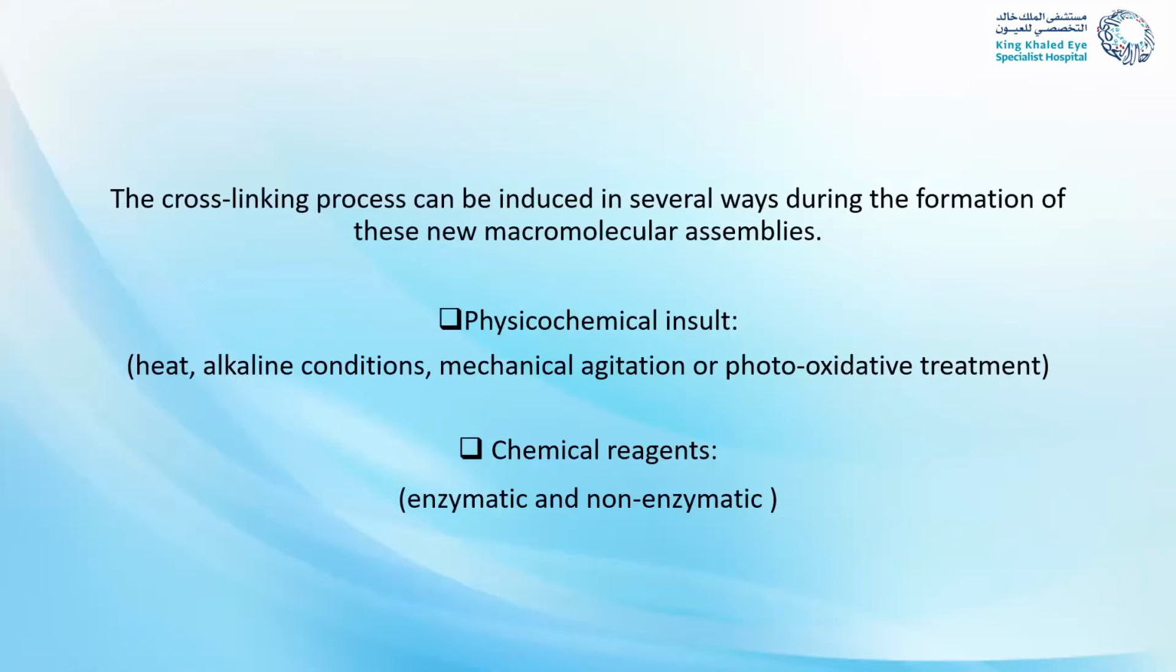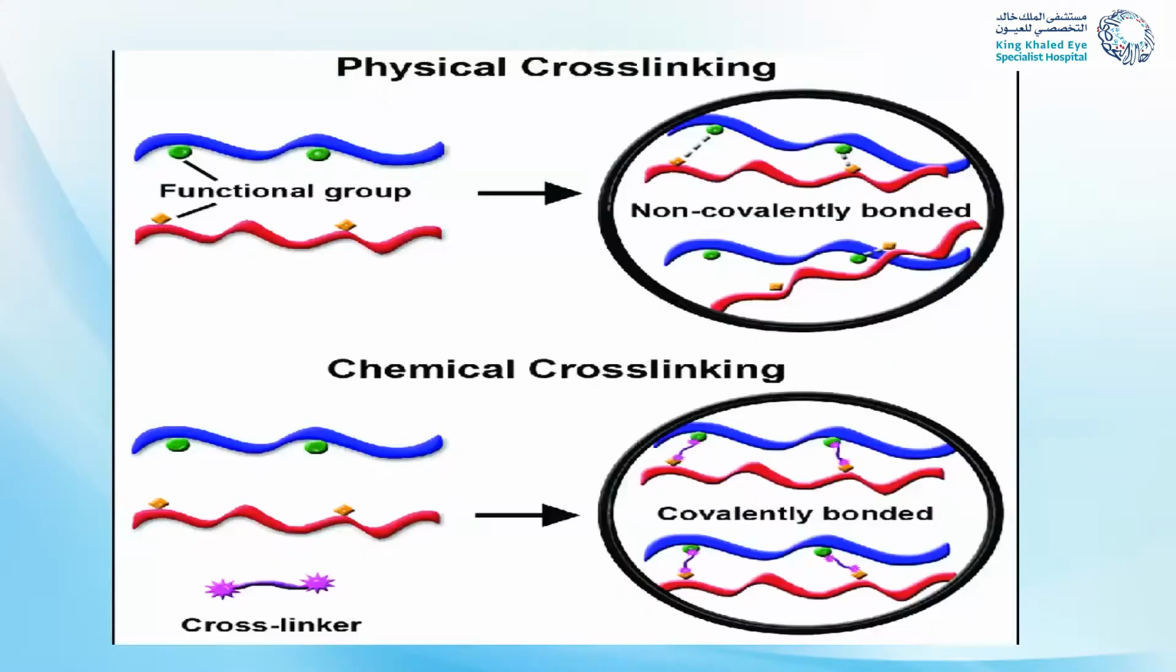So how do we induce this cross-linking process? It happens if there's a stimulus or an insult of some sort. Many of the industrial or natural cross-linking processes happen through a physiochemical reaction, insult, or trigger. It could be heat, an alkali condition or environment, mechanical agitation, or in our case, in cross-linking, a photooxidative or photochemical reaction. Chemical reagents as an inducer of cross-linking work either enzymatically or non-enzymatically. And the physiochemical and chemical reagent regions sometimes overlap and work together. So this is just a pure physical cross-linking that happens.